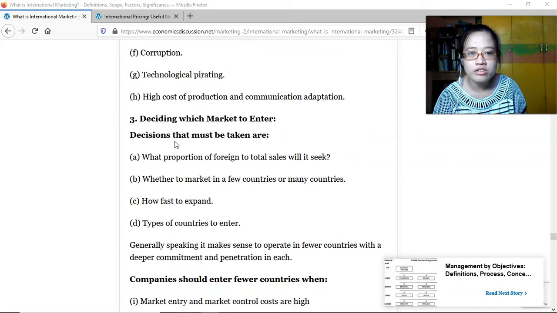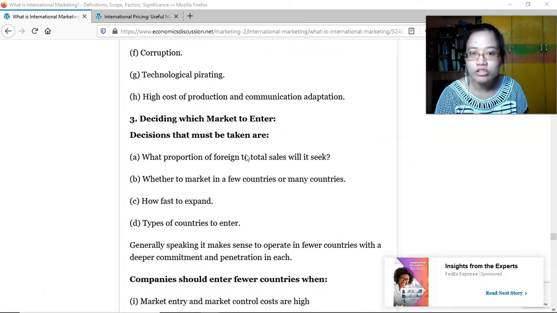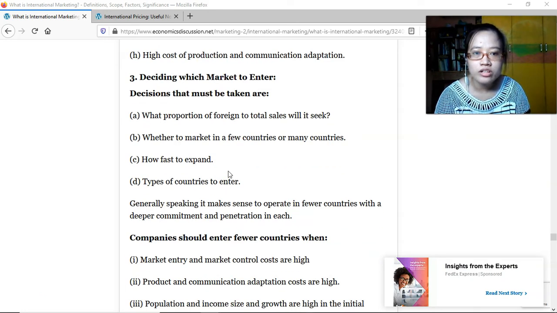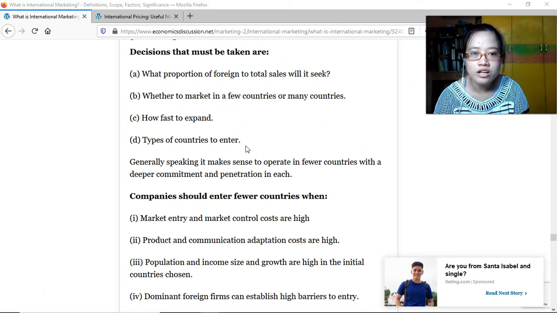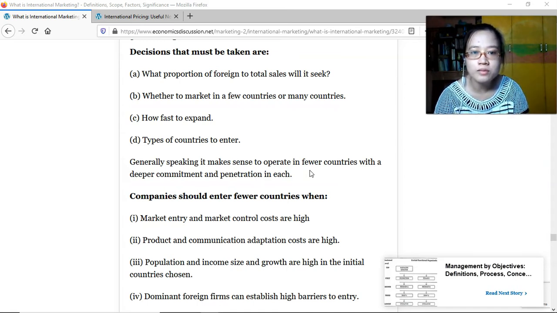Deciding which market to enter. The decisions that must be taken are: what proportion of foreign to total sales will it be? Whether to market in a few countries or many countries, how fast to expand, and the types of countries to enter. Generally speaking, it makes sense to operate in fewer countries with a deeper commitment and penetration in each.